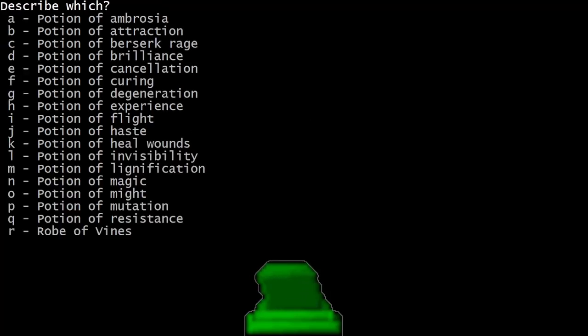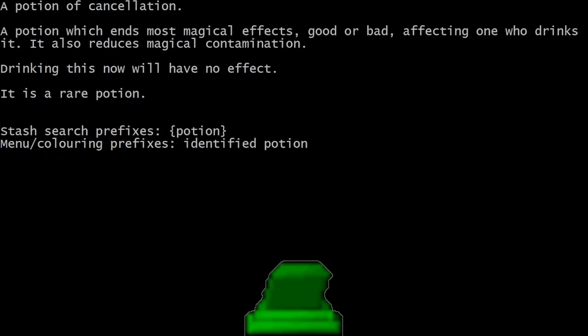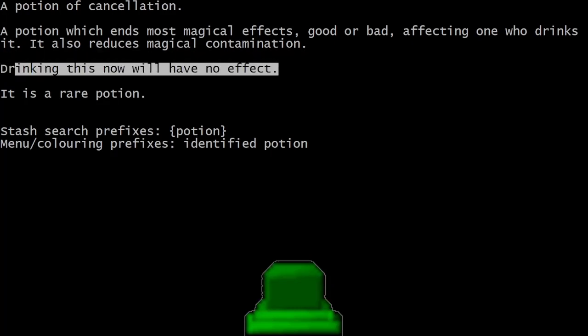Next on our list, we have Potion of Cancellation, a potion which ends most magical effects, good or bad, affecting one who drinks it. It also reduces magical contamination. Drinking this now will have no effect. This is an important thing to mention.